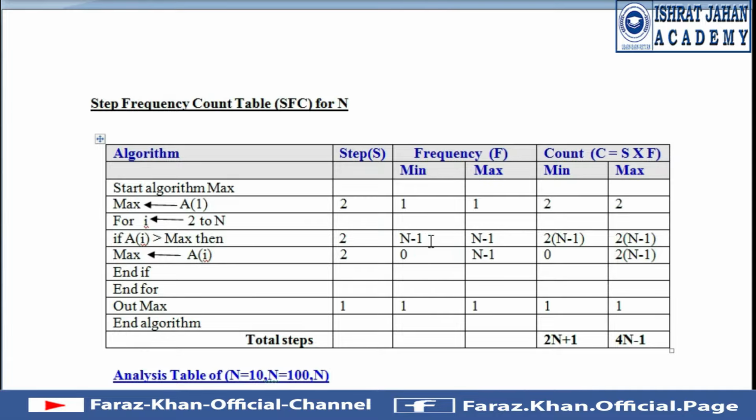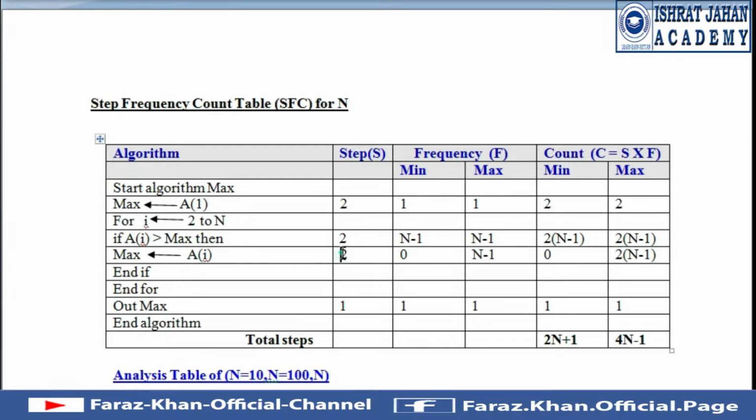Why? Because here we have to find the largest element of an array of size n. So how many steps will it take? In worst case, n minus 1, right? N minus 1, n minus 1. So according to the rule, we have to multiply s into f to get the count. So when I multiply, it will become 2 multiply n minus 1, 2 multiply n minus 1, and 2 multiply by n minus 1. Got it?